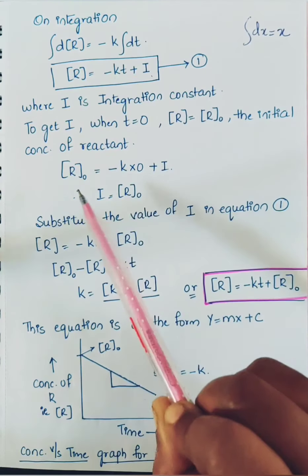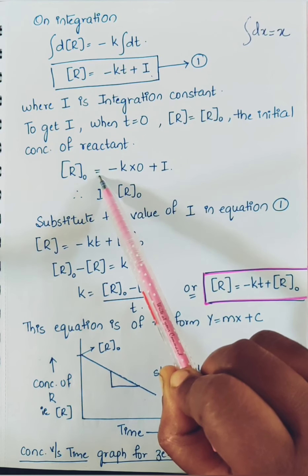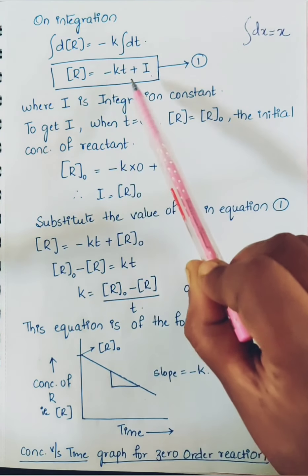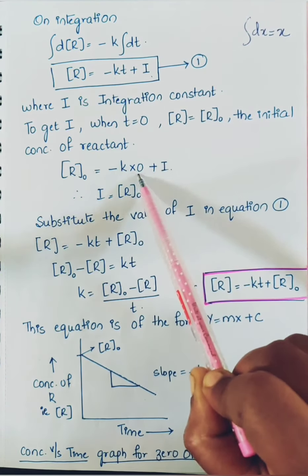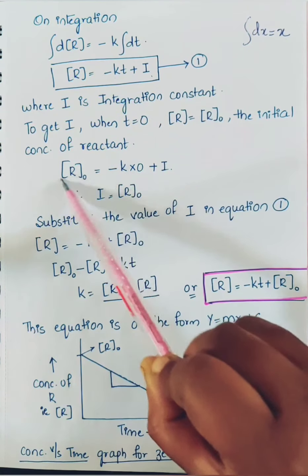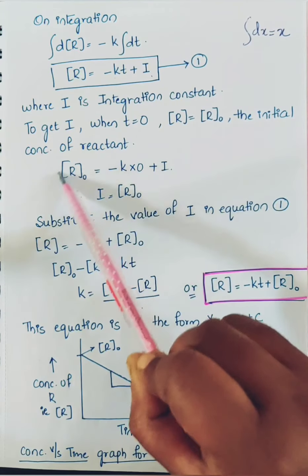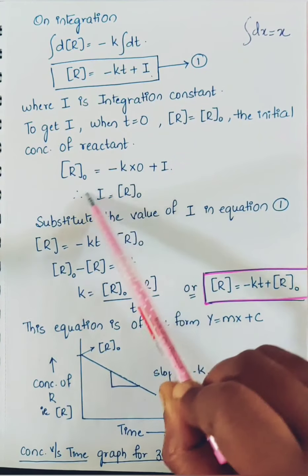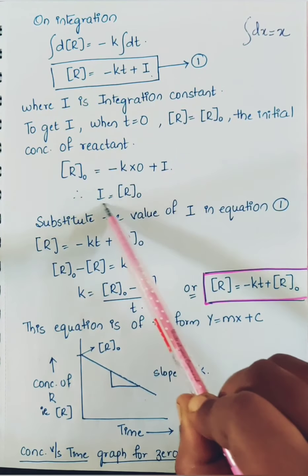So R naught is equal to minus k times T, where T is taken as 0, plus the integration constant I. So R naught is equal to I. So I is nothing but equal to R naught.